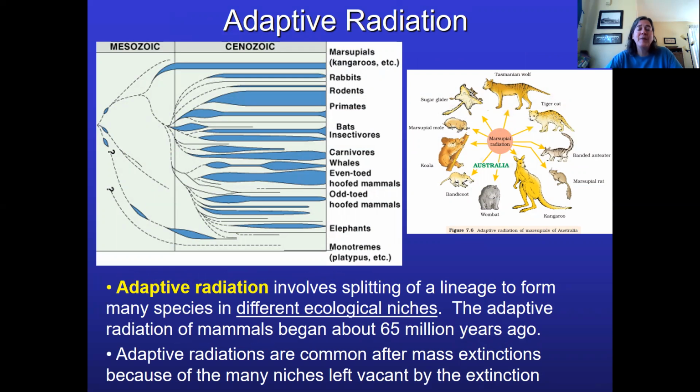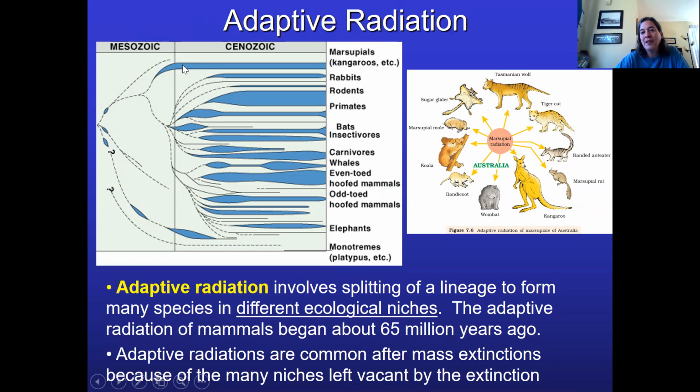Okay, so what happens after a mass extinction? It actually is not all that bad, because you can get something called an adaptive radiation. And this line right here between the Mesozoic and the Cenozoic is when the dinosaurs went extinct. The Mesozoic is known as the age of the reptiles. There weren't a whole lot of mammals in the Mesozoic; they weren't very prevalent.